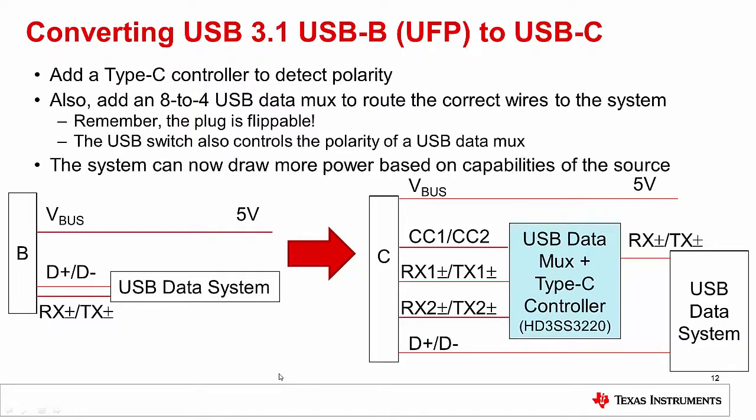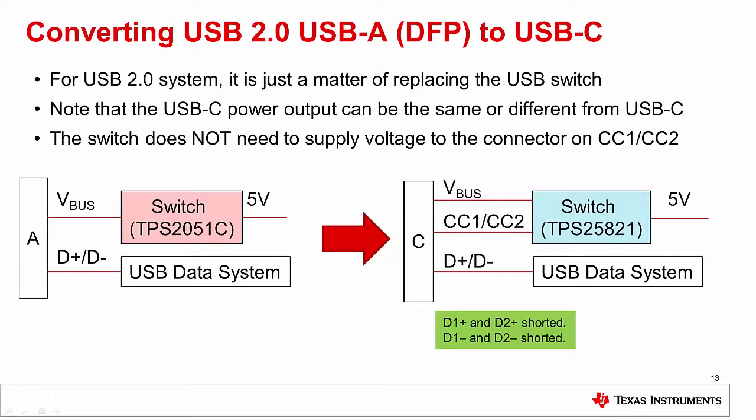Well, the advantage here, as I mentioned, is that now with this Type-C controller in place, you can recognize how much power the source you're connected to is providing. So you could draw up to 15 amps in this system.